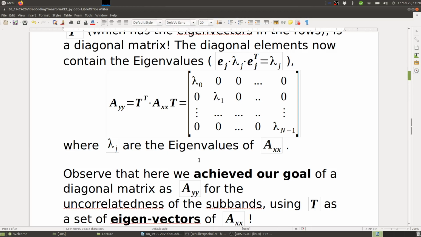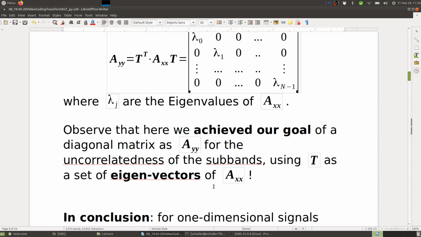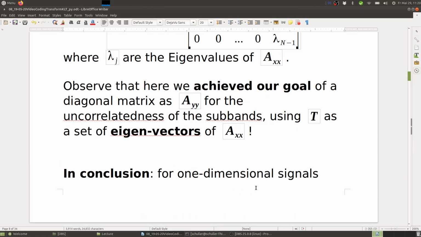So observe that here we indeed achieved our goal of a diagonal matrix AYY for the uncorrelatedness of the subbands, at least uncorrelated for lag 0, using T as a set of eigenvectors of AXX. So this is now a neat and simple closed form solution for this simplified case.